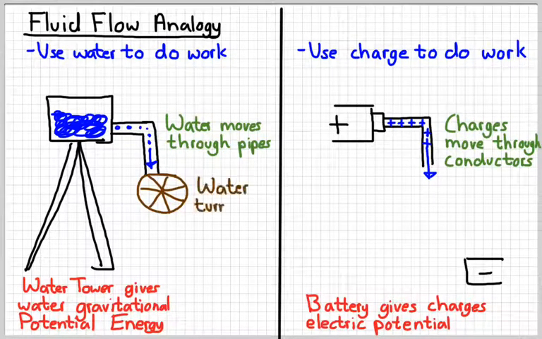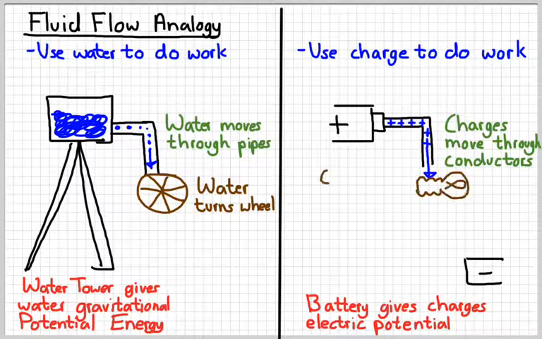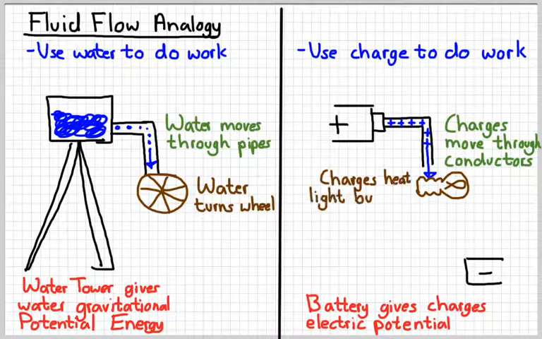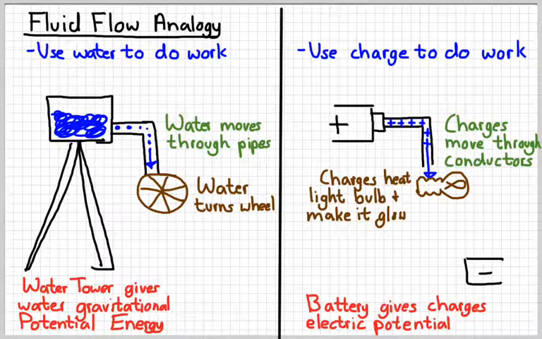We can put a water wheel in the path of the water and make the water turn the water wheel, or any number of devices. The same way we can put a light bulb in the path of the charges, and as the charges move through the light bulb, they're going to heat it up, which causes it to glow. We could put lots of other devices in there. There could be a TV and cause the TV to glow. It could be a motor, and the motor could spin, turn something like a fan, for instance.